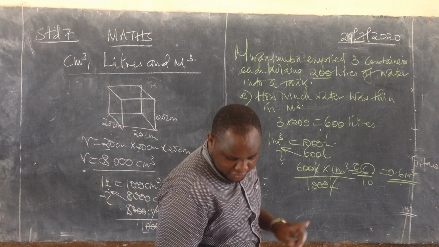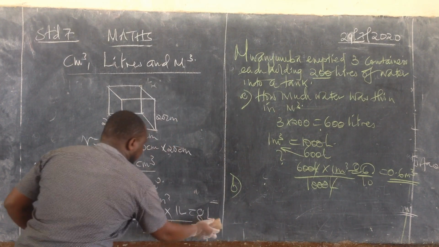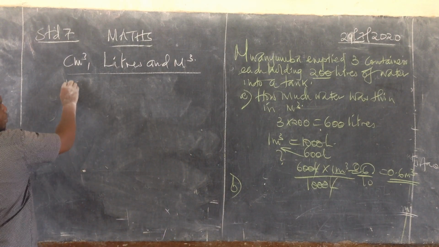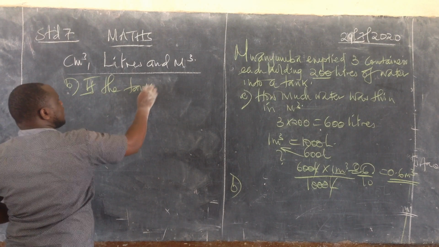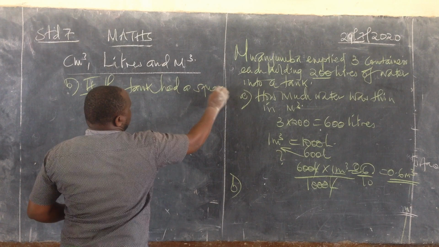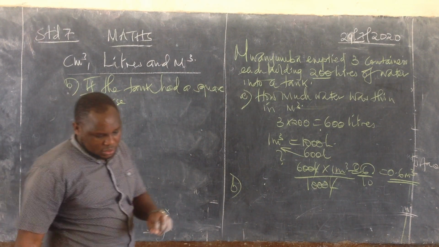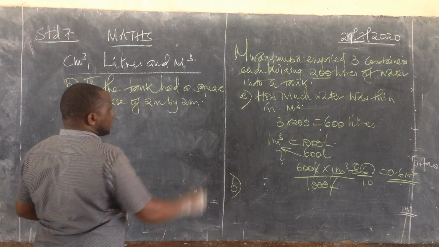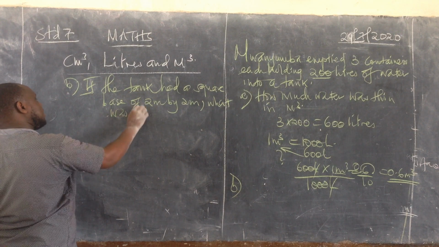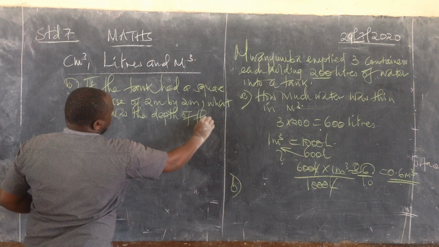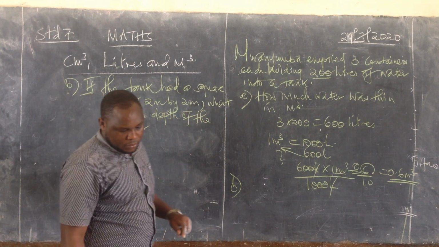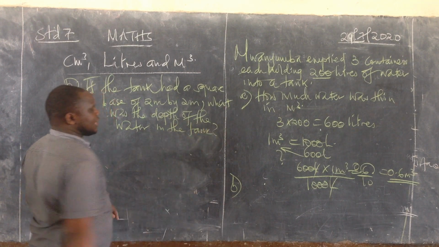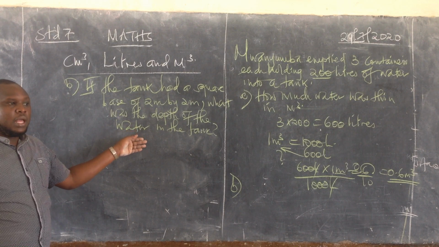B, if the tank had a square base of 2 meters by 2 meters, what was the depth of the water in the tank? Another thing you have to realize is that depth in mathematics also means height.